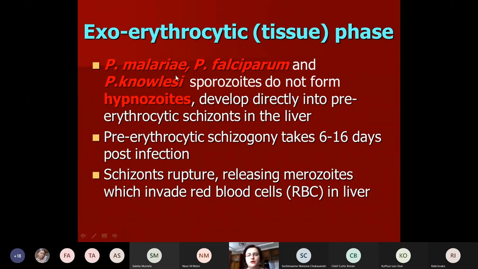Plasmodium malariae and falciparum sporozoites do not form hypnozoites. Remember, just ovale and vivax do, okay, later. The others develop directly into pre-erythrocytic schizonts in the liver. Pre-erythrocytic schizogony takes 16 days post-infection. Schizonts rupture, releasing merozoites, which invade red blood cells.